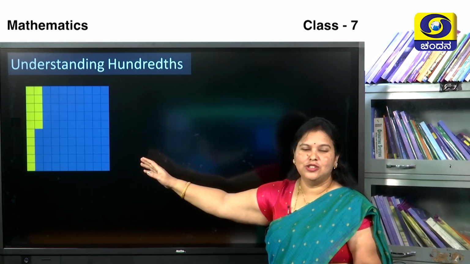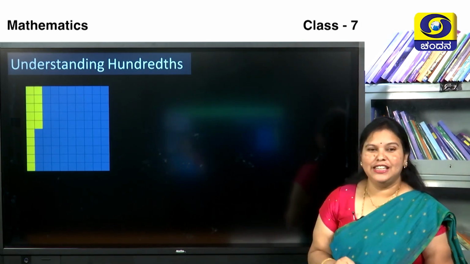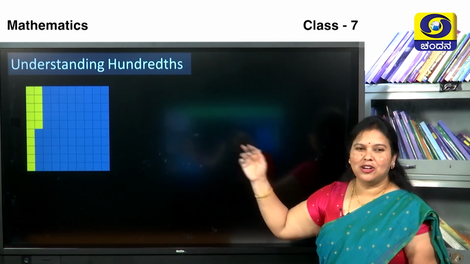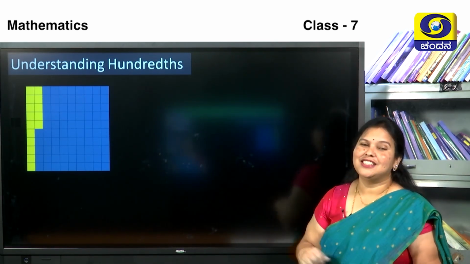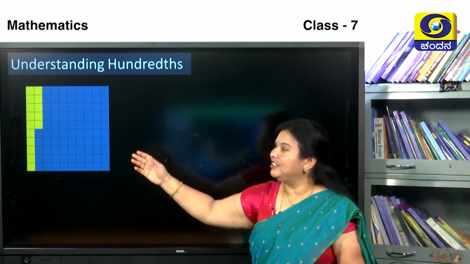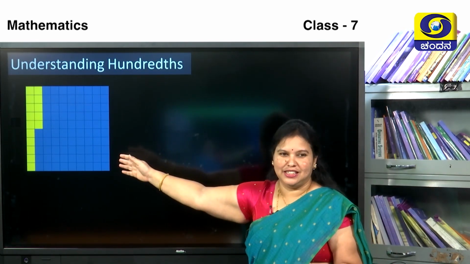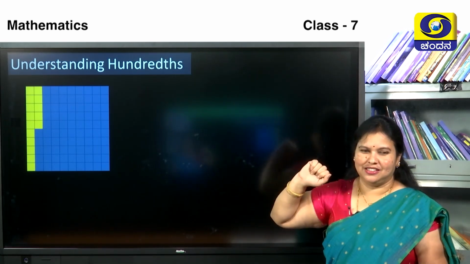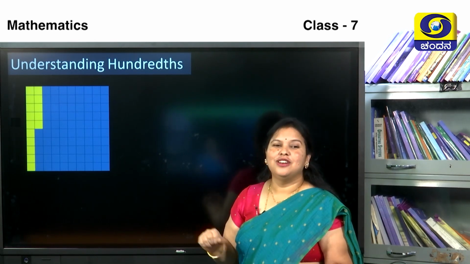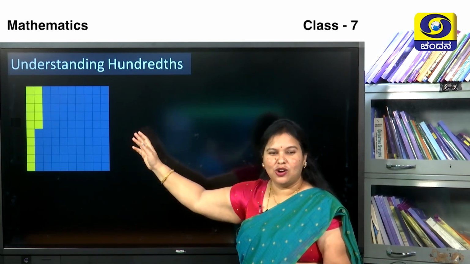Here on the screen you are seeing a square. Are you finding smaller boxes in that? Yes? Can you count how many boxes are there in it? Yes, I have divided this into 10 by 10. So, in total we have 100 smaller boxes in that. I have shaded some boxes there. So, count how many boxes I have shaded here. Yes, 15 boxes are shaded out of 100.